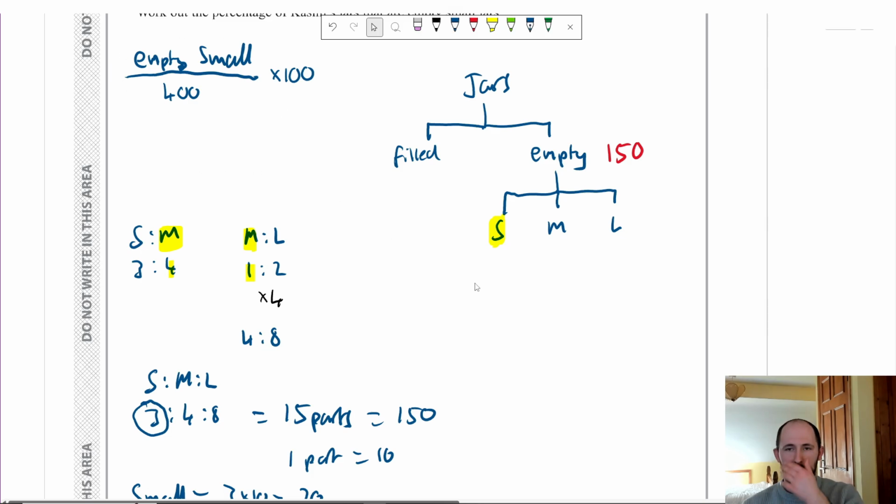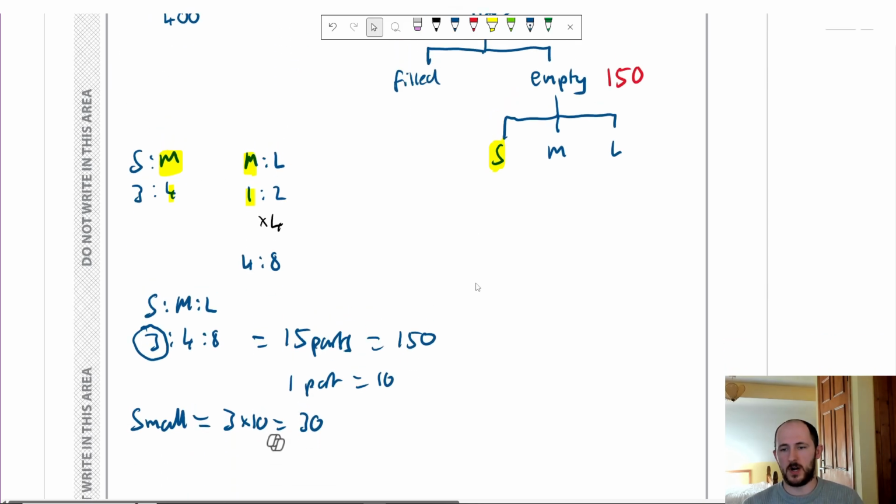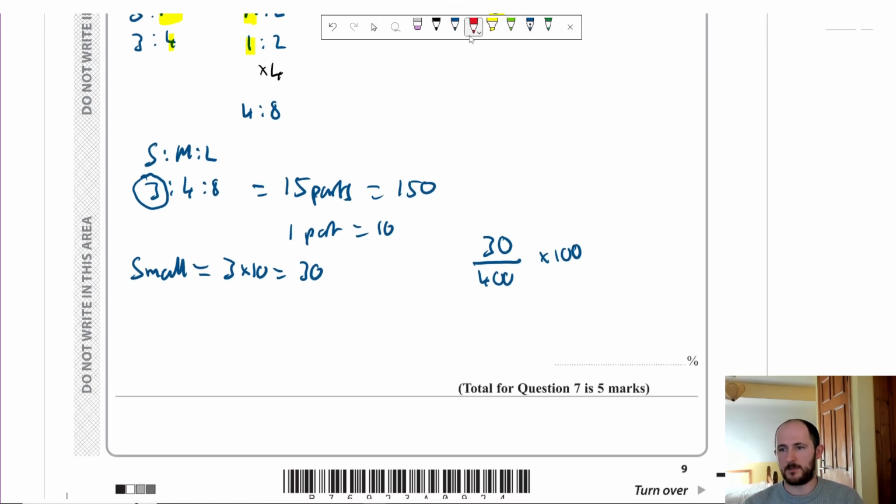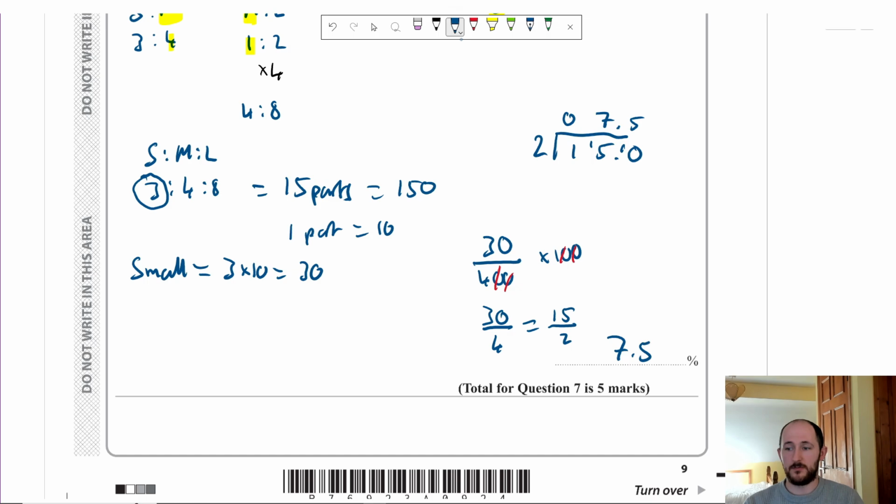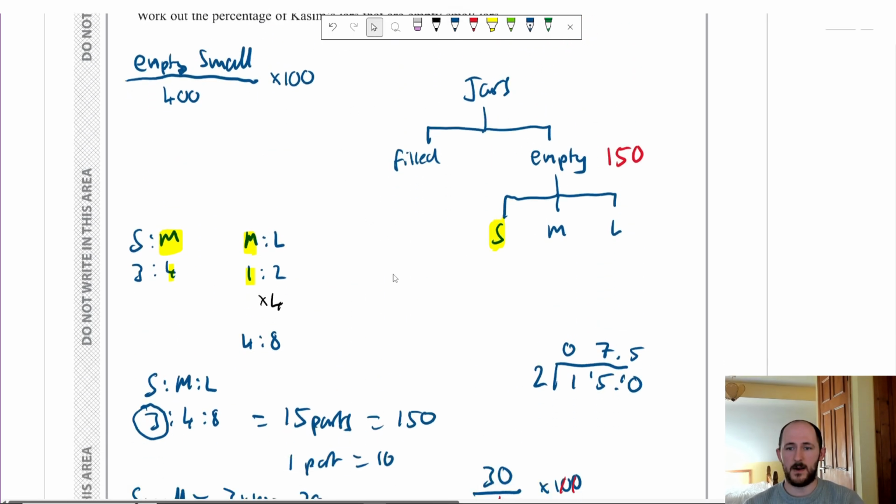Going back to our original equation, number of empty small jars over 400, so we have 30 over 400 times 100. What I would probably do is be a bit cheeky and cancel out the zeros. So we just have 30 over 4. In terms of dividing that, we can simplify it to 15 over 2. Then you can use the bus stop method if you need to work out the actual percentage. 15 divided by 2 will be 7, remainder 1, so we have to put a decimal point. So 7.5%. Really nice for 5 marks if you can lay your work out and break it down nice and easily.